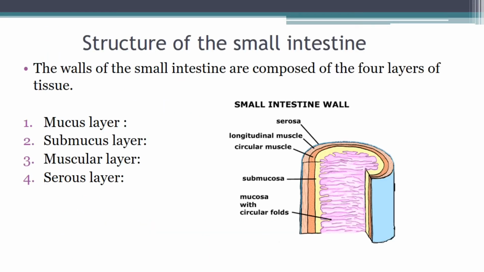Now we will see the structure of the small intestine. The walls of the small intestine are composed of 4 layers, which you all know are the same as in the GI system. The first one is the mucous layer, then the submucous layer, then the muscular layer and the serous layer. You can see in the figure the 4 layers of the small intestine.